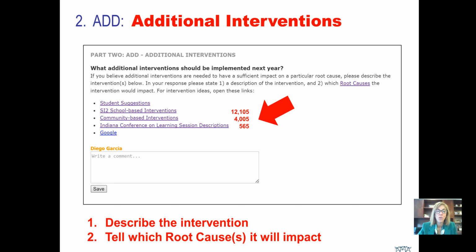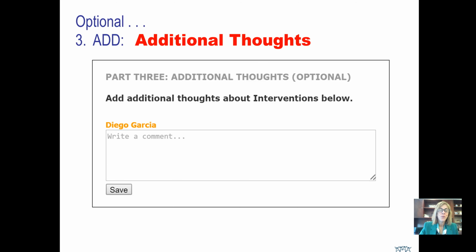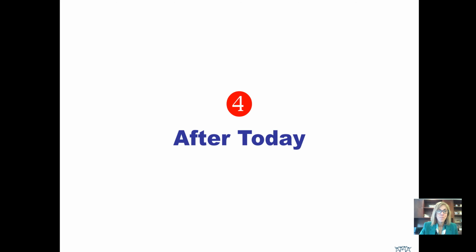So that's what needs to go into the description box, the description and the root causes that intervention would impact. Okay, and then finally, we give you a box at the bottom to write anything that you'd like to add to the discussion. So just click, put your comments in there and then click save.